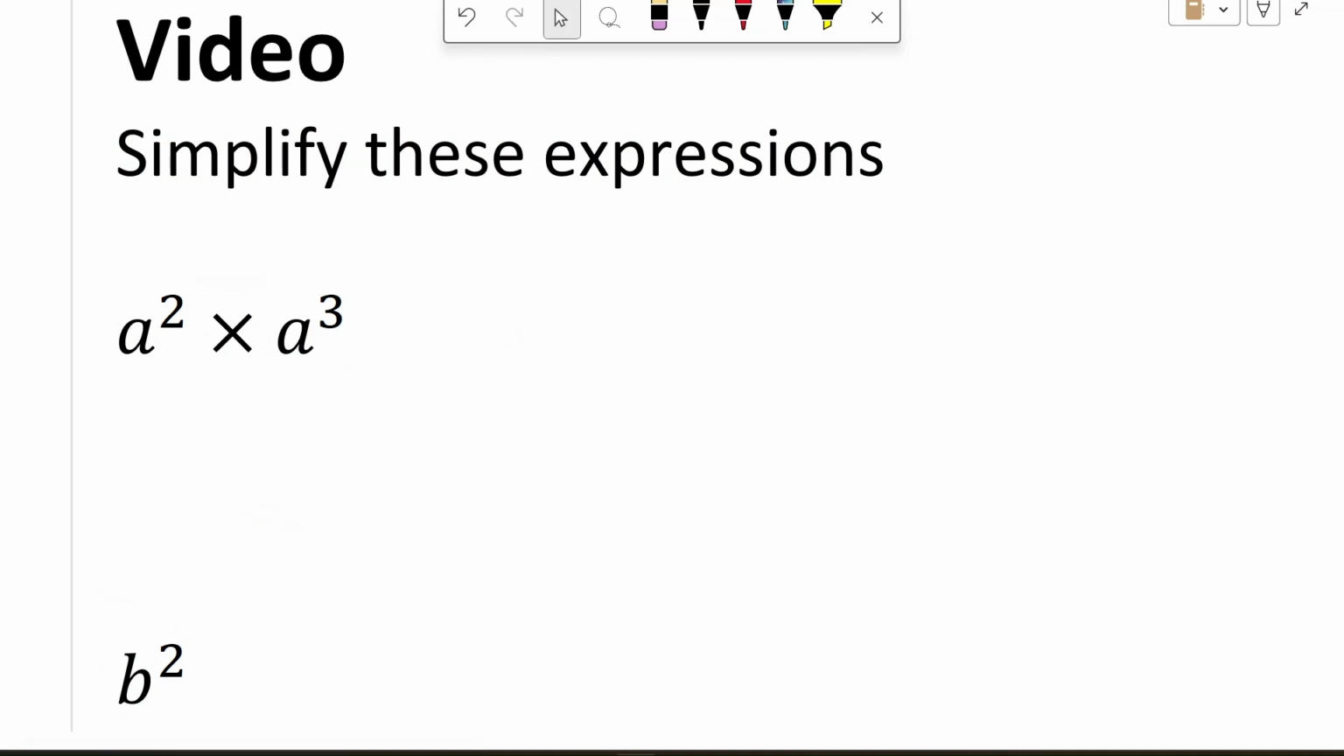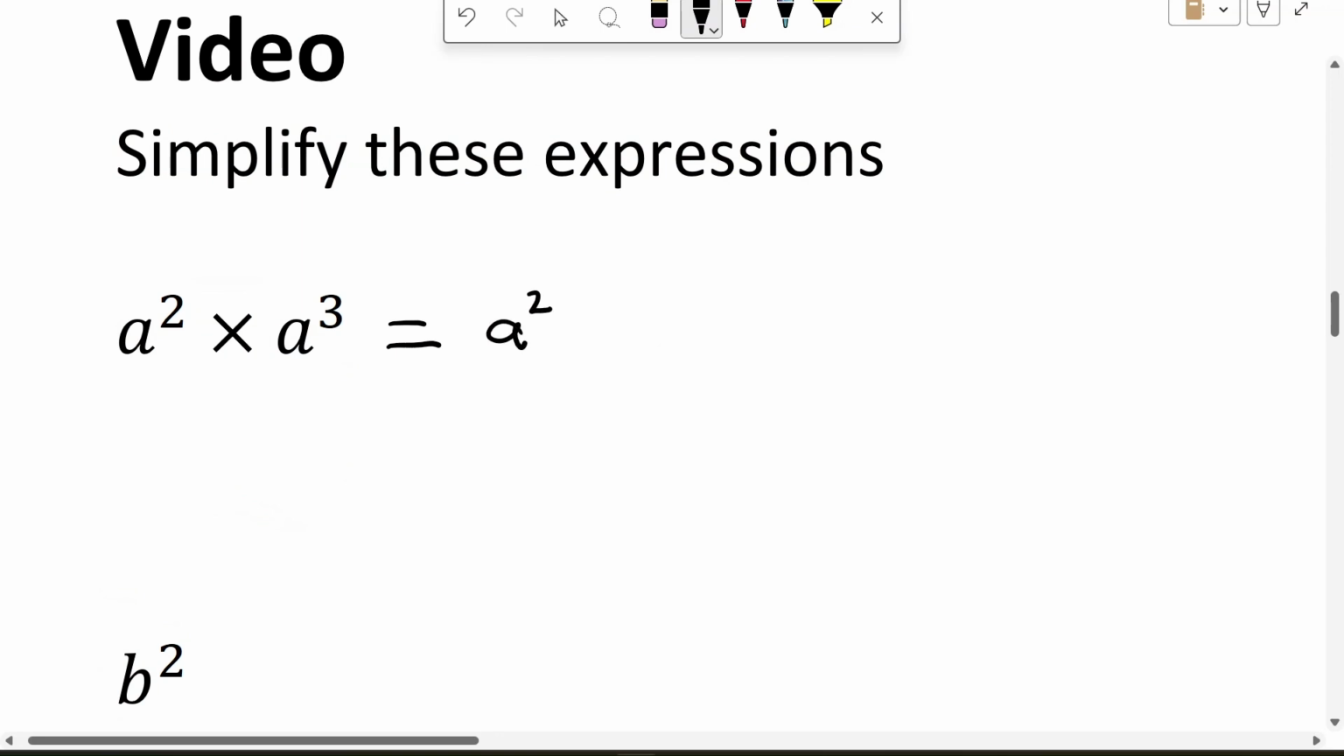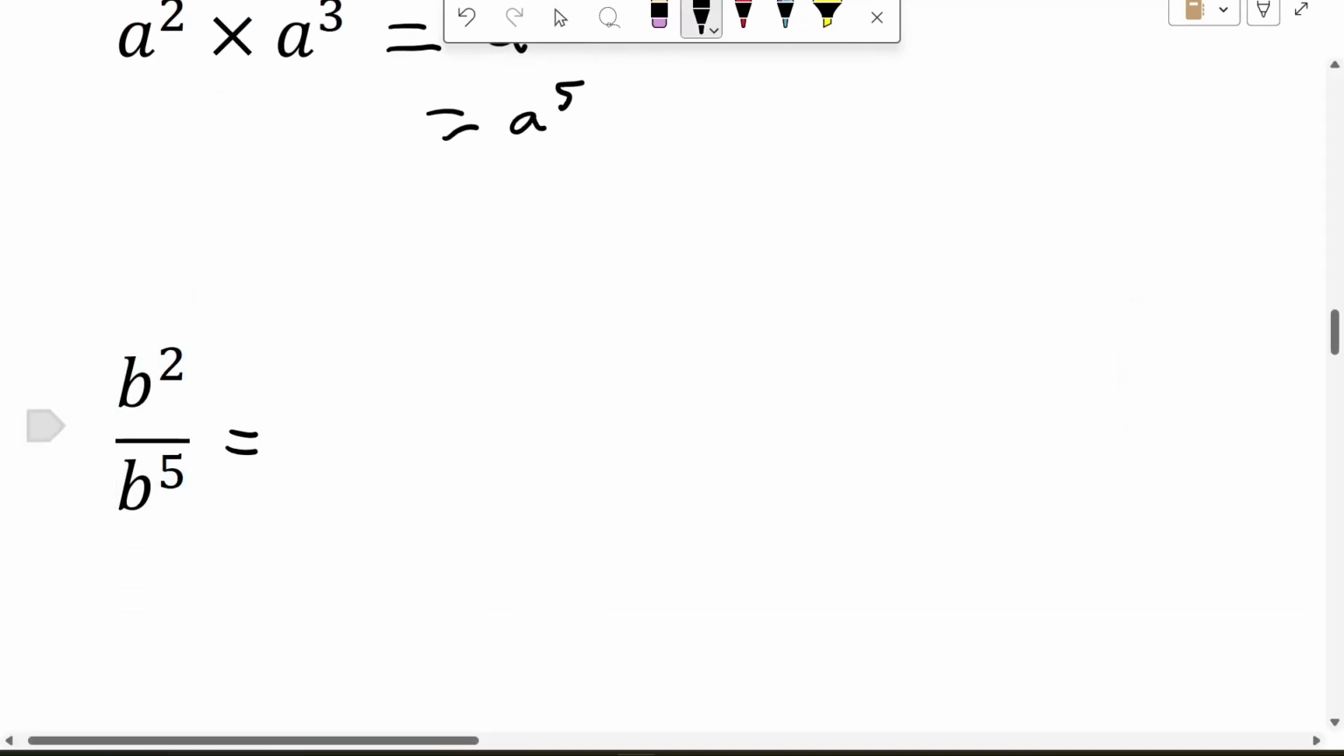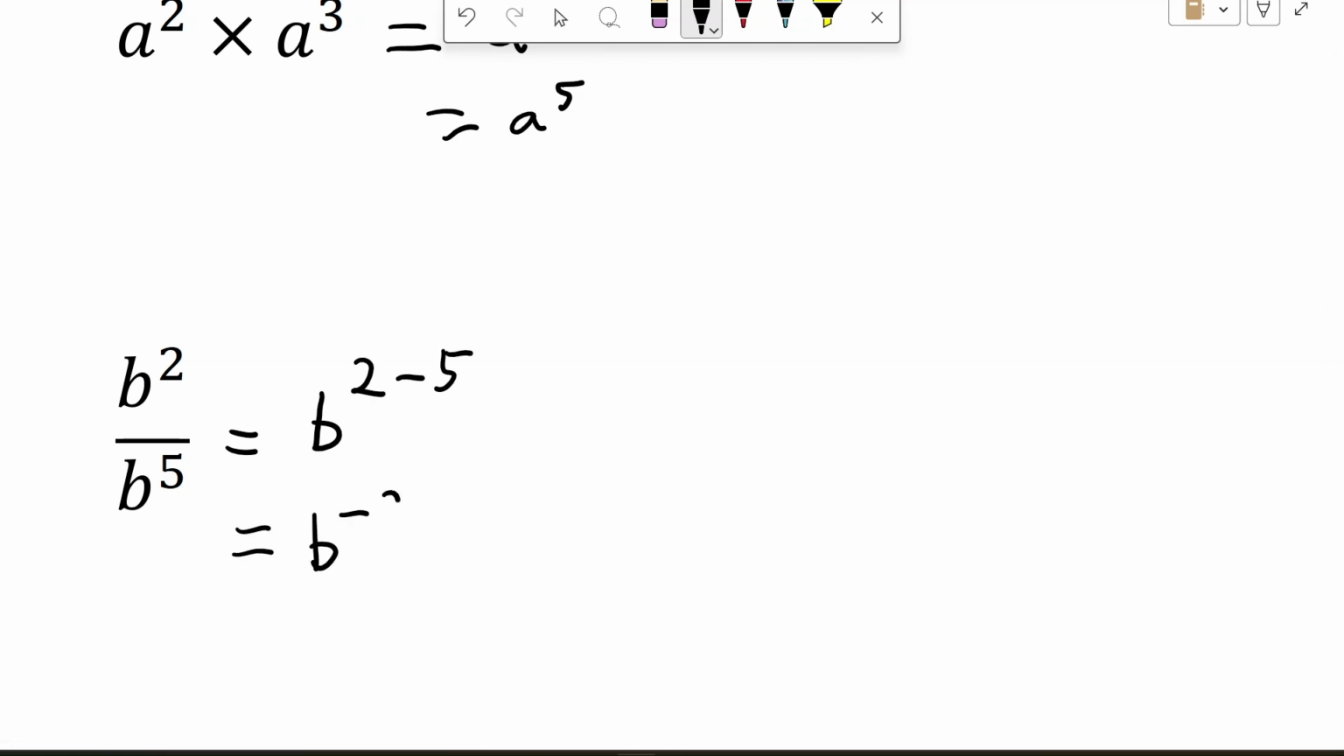So a squared times a cubed. Index law 1 tells us that timesing will turn into adding. So this becomes a to the power of 2 plus 3, or in other words, that is just a to the power of 5. b squared over b to the 5 will become b to the power of 2 take 5, which is another way of writing b to the power of minus 3.